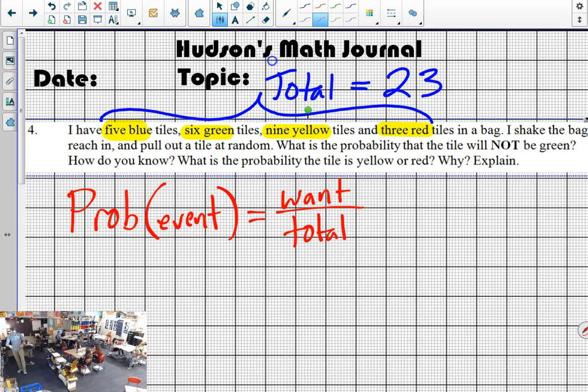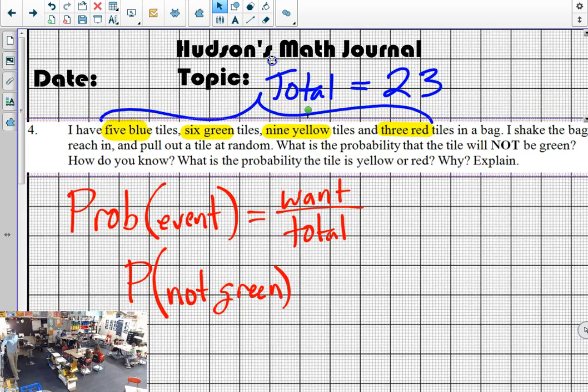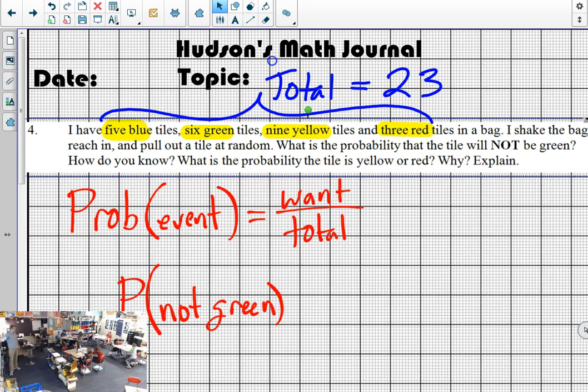All right, now hold on just a second. I love everything you said. If you got this wrong, please write this down right now. The probability of an event, this is how we write it. P of whatever. So we're going to say P of not green is the first thing we talk about. That is what we're looking for, not green in this case, in the first question they ask us, over the total of what we have. Always the total on the bottom. Probability always has to have the total on the bottom.